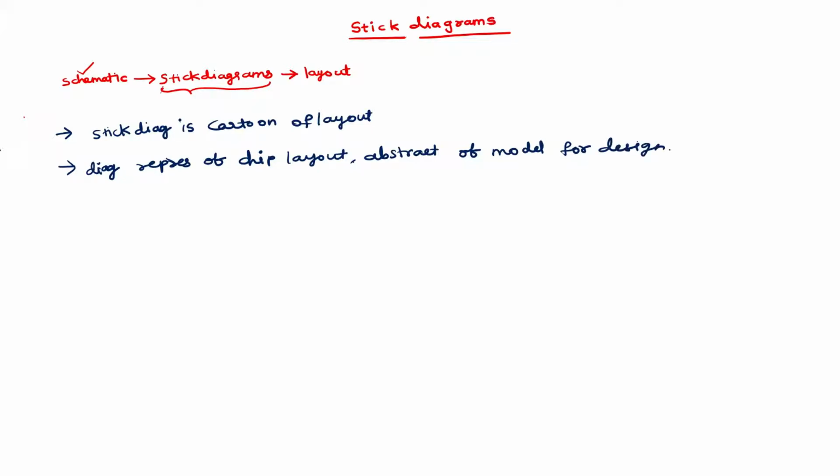Before fabrication, fabrication engineers will draw a freehand sketch. That freehand sketch is known as a stick diagram. We can also say this is called a freehand sketch. These are some important points about stick diagrams.